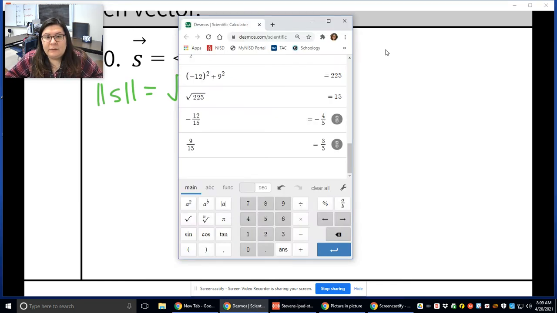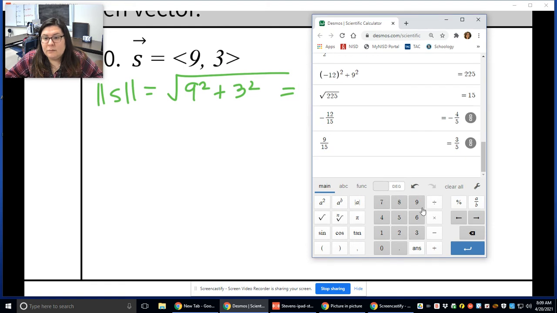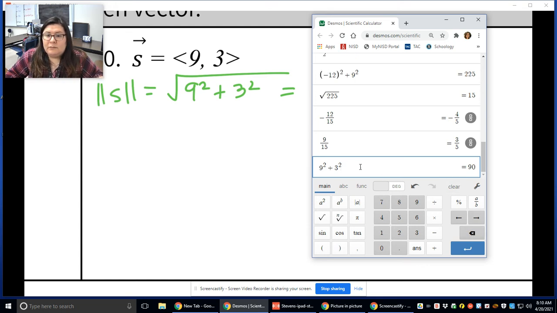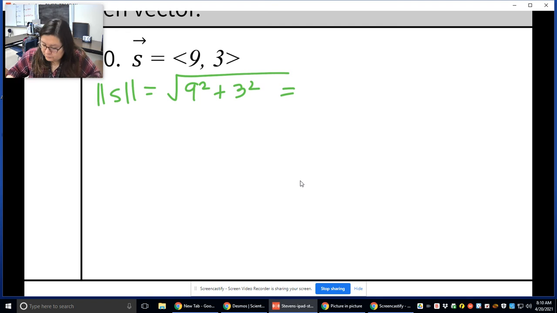So I'm going to start with the inside of that radical. 9 squared plus 3 squared. There we go. 90. Now 90 is not a perfect square. I'll show you. See, gives me a decimal. So I'm going to have to leave it in radical form. But can I simplify this? Well, I'm going to do that to the side.